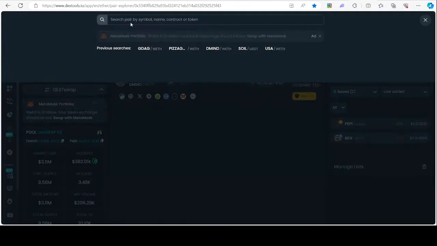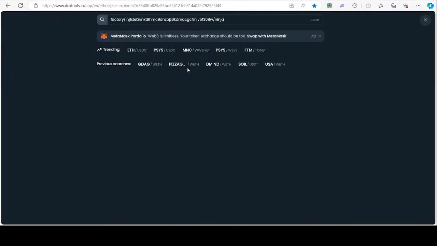Cardano is going to $1.50 max. It's not going to move.